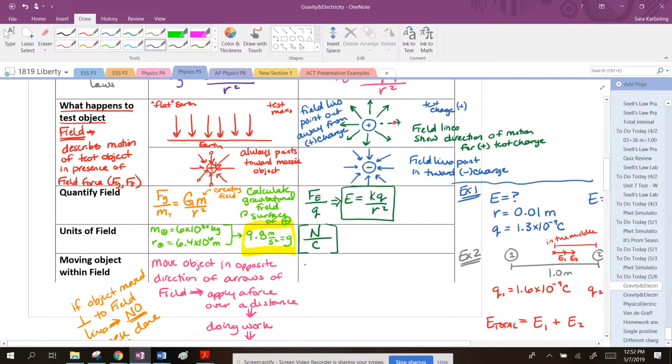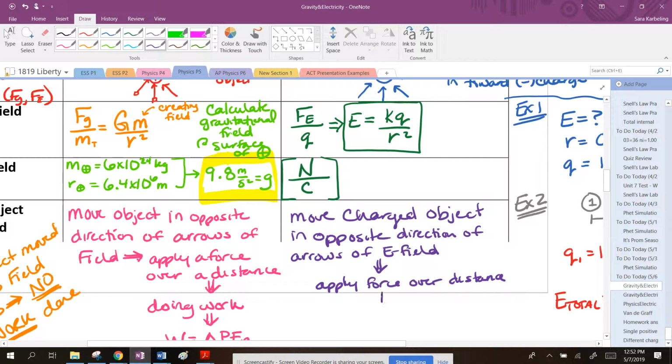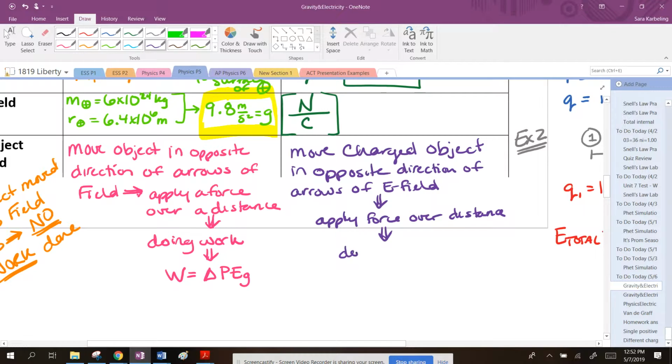It's the same deal. If I move a charged object in the opposite direction of the arrows of an electric field, in order to do that, I have to apply a force over a distance, which means that I'm doing work. Which means that I am changing what?